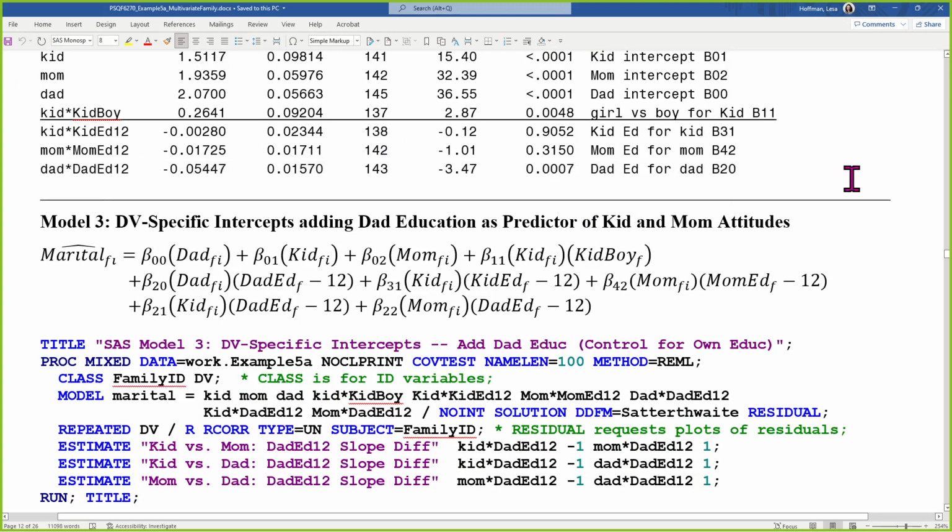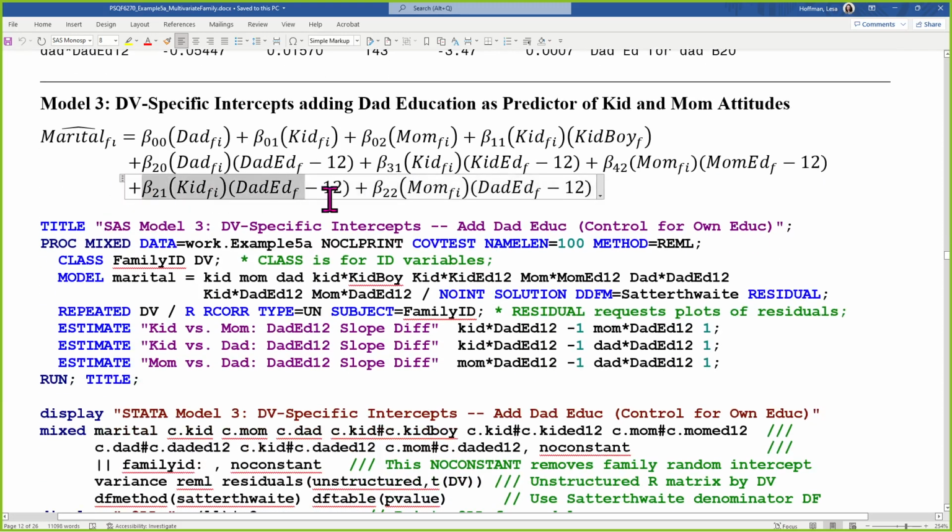So when I was building this, where this example originally came from, the question that was being answered in the original study was, what is the effect of dad's education on everyone else? Which I thought was an interesting question. So I added these two terms to answer that question. So I'm adding the effect of dad's education as a predictor on the kids' attitudes, and then dad's education as a predictor on the mom's attitudes as well.